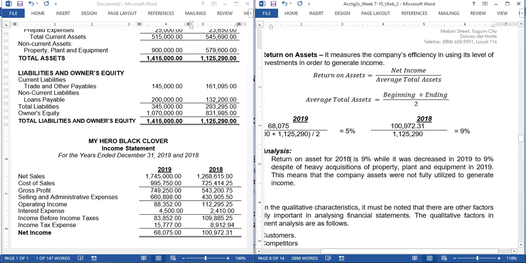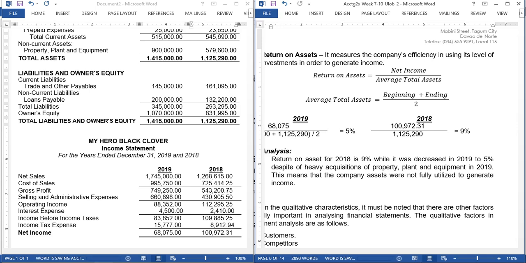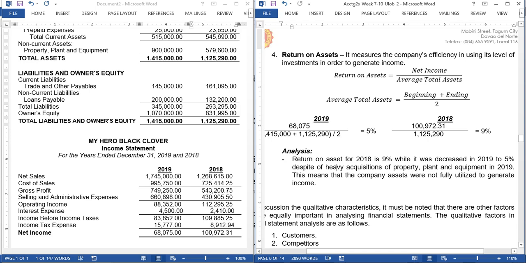9%, yeah, 2018. And this was decreased to 5% in 2019. Mali-mali yung mga data sa ng class. So, despite of heavily acquisition of property, plant, and equipment, the company's assets were not fully utilized to generate income. Okay? Baka hindi ginamit lahat ng company yung mga assets intended for generating income.